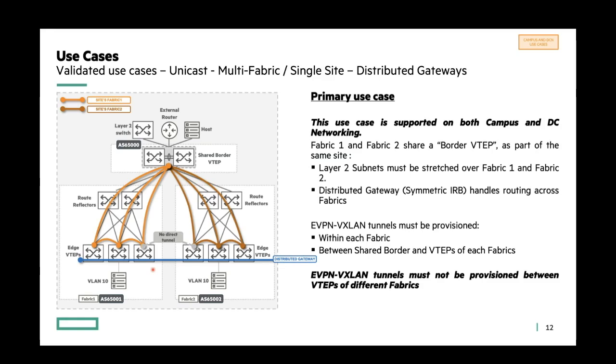The second point to note is also that EVPN-VXLAN tunnels must not be provisioned between VTEPs of both fabrics. They need to be provisioned only between VTEPs within the same fabric, but also between the VTEPs of a fabric and the shared border. But we don't have any direct tunnels between VTEPs of different fabrics.